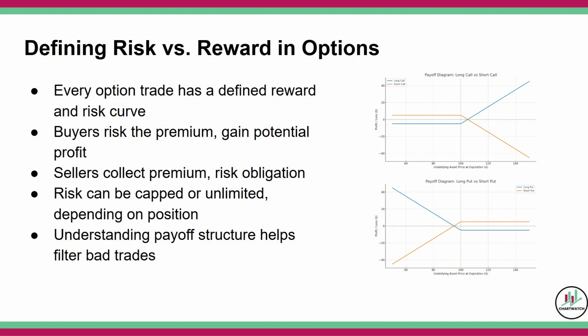The basic framework is: when you buy an option, long call or long put, your maximum risk is the premium you paid, and your potential reward can be much greater, even unlimited in the case of long calls. When you sell an option, which is a short call or short put, you collect the premium up front, but now you're exposed to potential obligations, and your risk can be much higher.